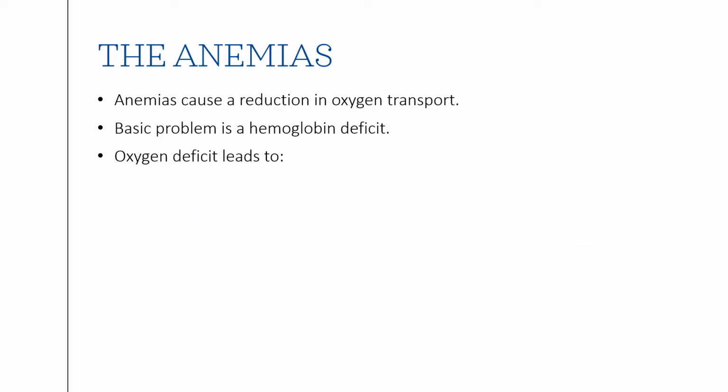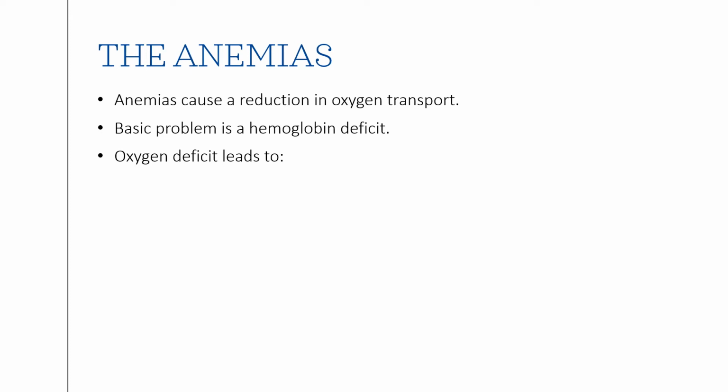So when we look at anemias, anemia means that there is a reduction in erythrocytes, which is the other name for red blood cell. In other words, it's a reduction in the oxygen transport or the oxygen carrying capacity of the blood. And the basic problem, obviously, is a hemoglobin deficit or an erythrocyte deficit. So something is happening. And as we've established, there are many things needed for RBC production.